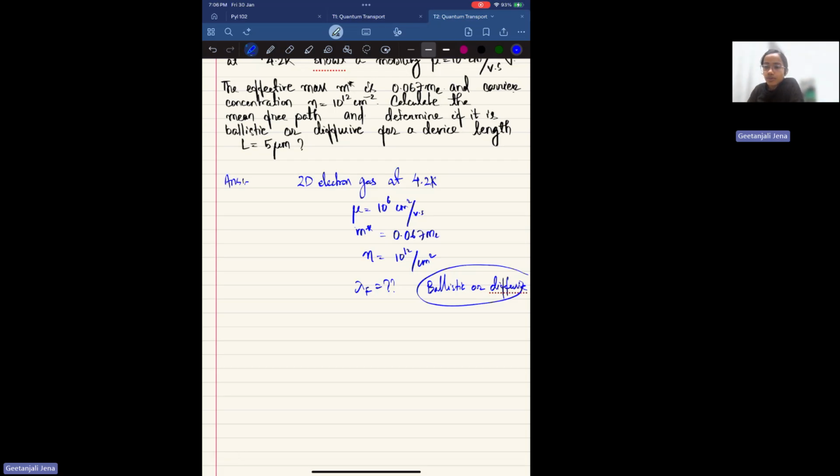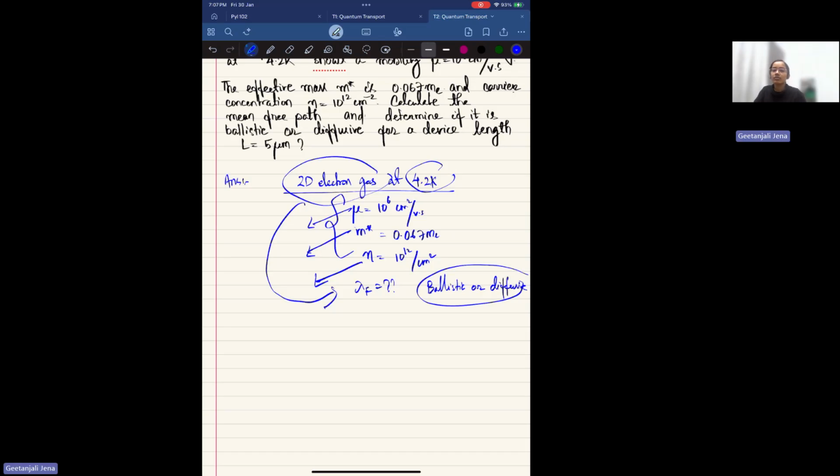First, try to recall the expression for the mean free path of a system, and try to relate these given parameters. Can you find the mean free path if you're given mobility and m star? It is a 2D electron gas. Temperature, mobility of the charge carrier, effective mass and the carrier concentration are given. From this information, you first need to calculate the mean free path, and if you relate the mean free path with the device length, then you can find out whether it is ballistic or diffusive.